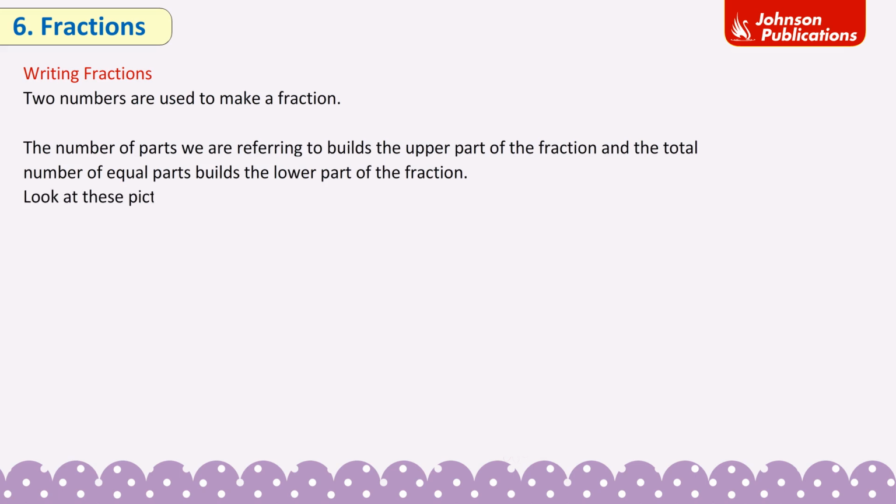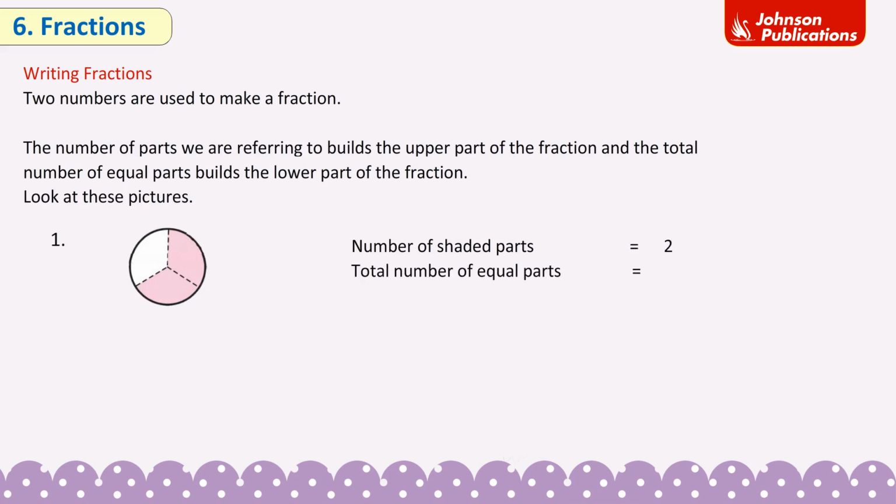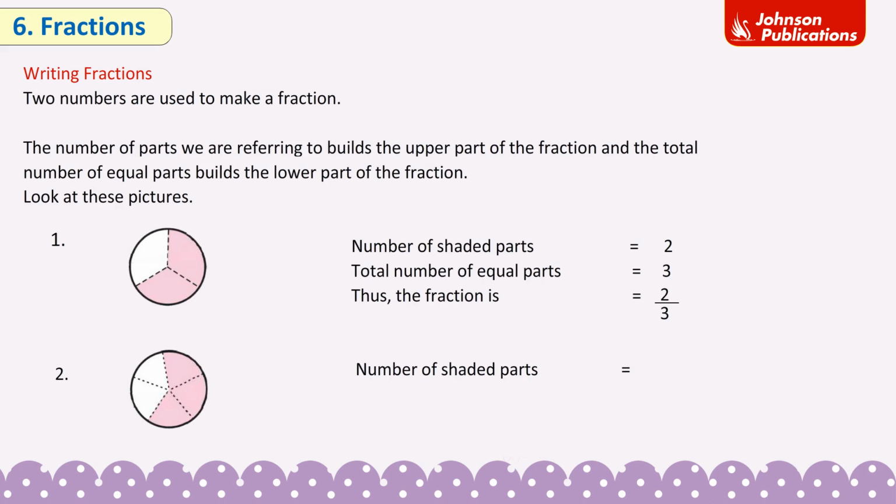Look at these pictures. 1. Number of shaded parts equals 2. Total number of equal parts equals 3. Thus, the fraction equals 2 upon 3. 2. Number of shaded parts equals 3. Total number of equal parts equals 5. Thus, the fraction equals 3 by 5.